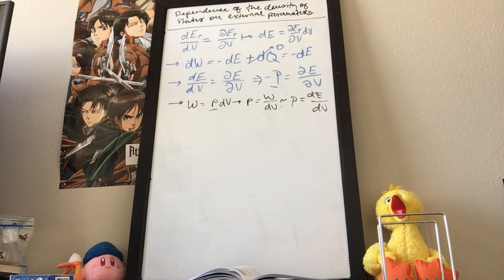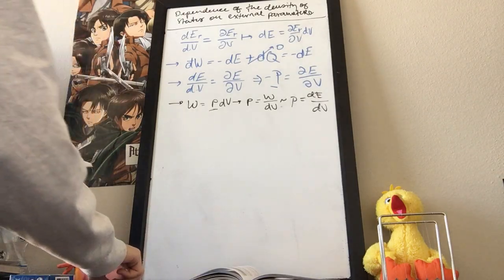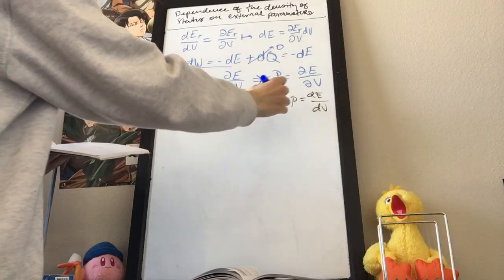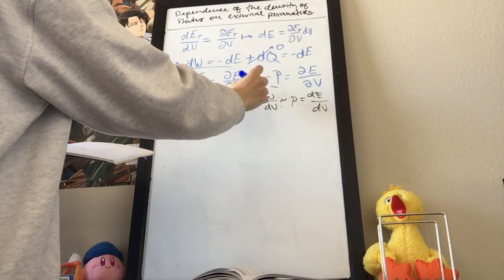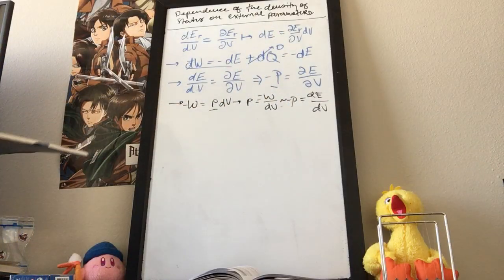But this P value remains negative because of this relationship here. So it would be, I'm just going to keep the negative in there.